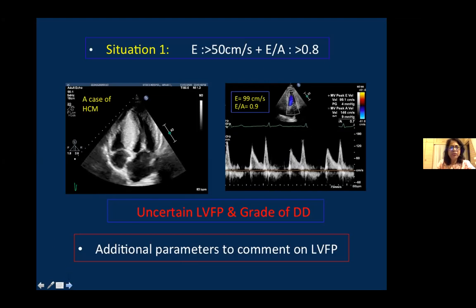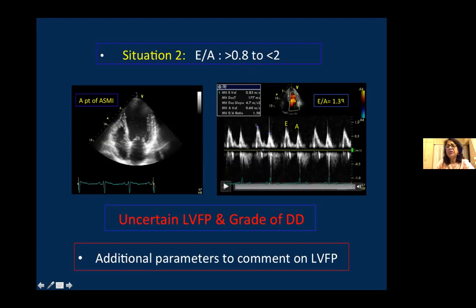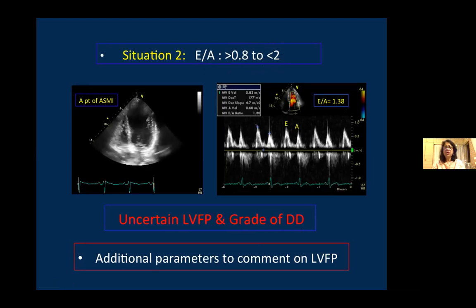And the situation 2, look here. This is a case of anteroseptal MI where there is large area of infarction with reduced ejection fraction, and EA ratio is 1.38. So it's falling in this situation where EA ratio is more than 0.8 but less than 2. Here also uncertain LV filling pressure and grade of diastolic dysfunction. We need some other additional criteria or parameters to comment on the LV filling pressure and the grade of diastolic dysfunction. What are those parameters?